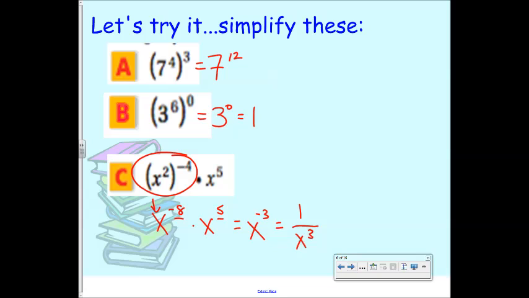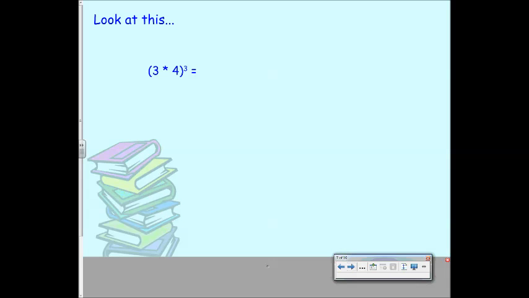Technically, you're subtracting, because when you have one negative and one positive, it's subtraction. But you're adding those together. Negative 8 plus 5 gives you negative 3. We can't leave it like this, because negative exponents are uncomfortable. So we move it down to the bottom and put a 1 on top. Questions on how we got C, where that came from? Okay. All right, what about this?